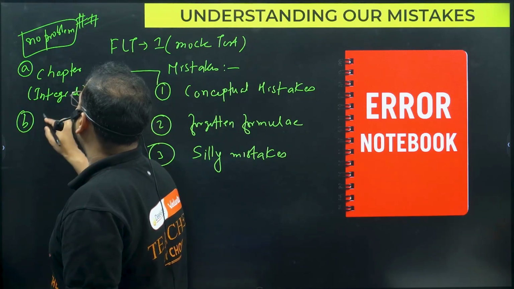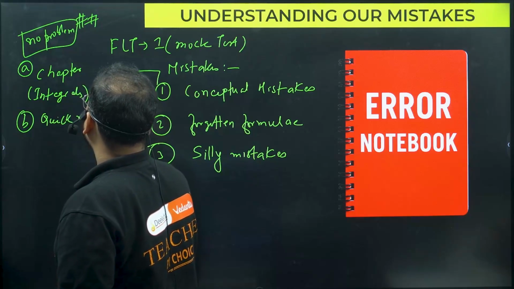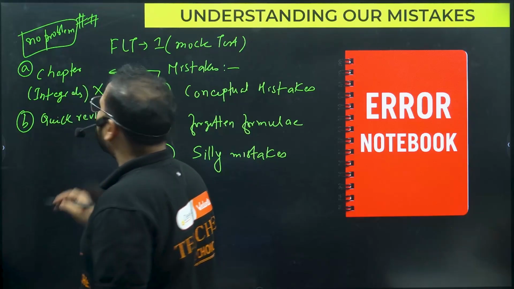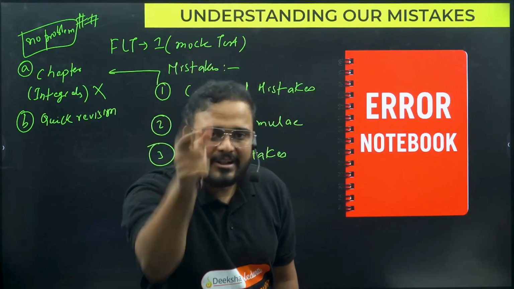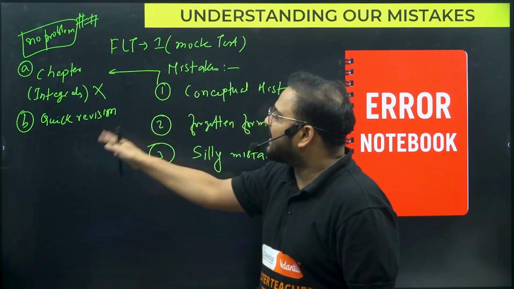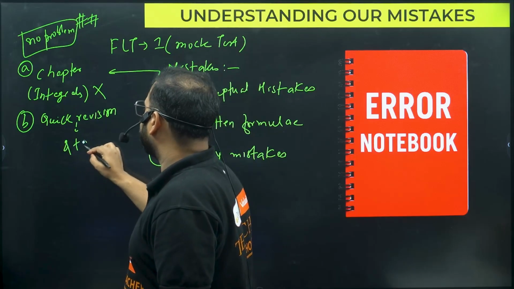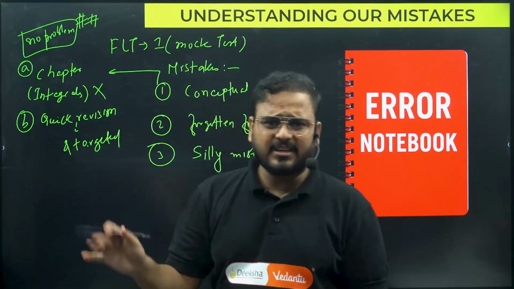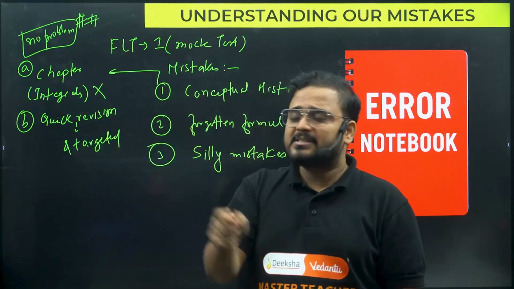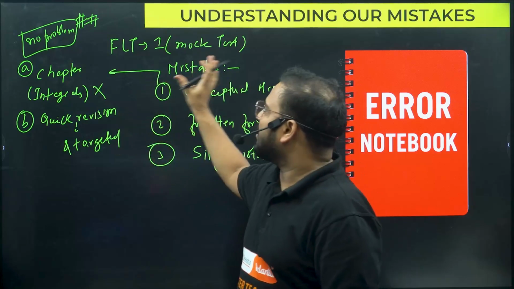Part 2 will be quick targeted revision. Quick targeted revision means, let's say I missed a particular topic, so I'll go back and quickly read that topic. I'll not study everything, only that particular topic where I made the mistake. That's the way to deal with your conceptual mistakes.